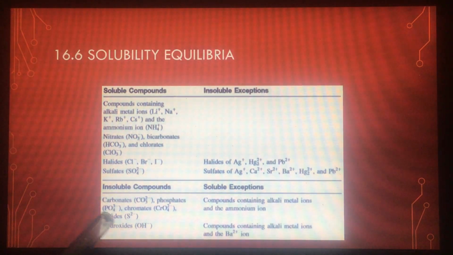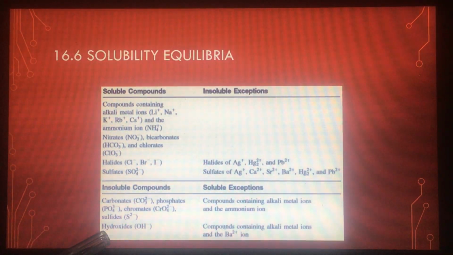Okay, but there are exceptions for this. So we have alkali metal ions, for example, the sodium ion. So we have sodium carbonate that is soluble, sodium chromate, sodium phosphate, sodium sulfide. Or we have the ammonium ion: ammonium sulfide, ammonium carbonate. They are soluble, as well as these hydroxides.